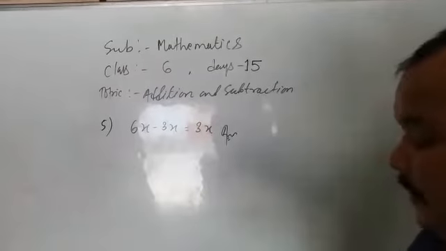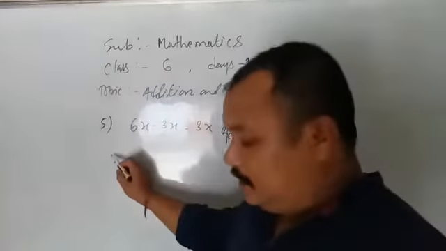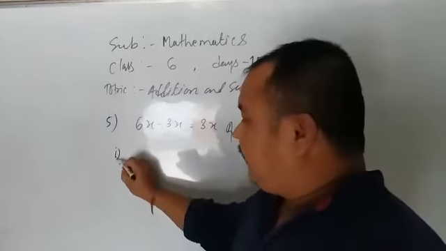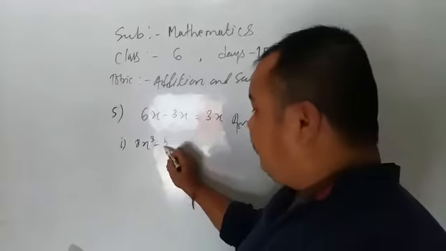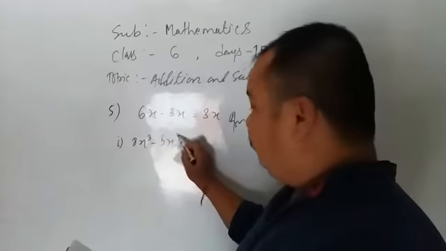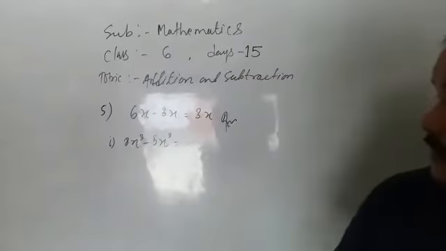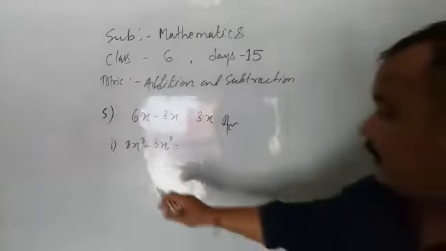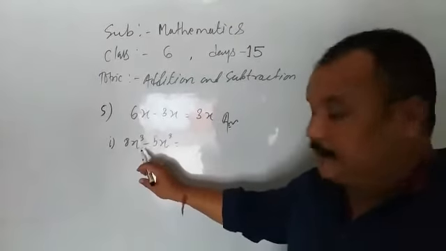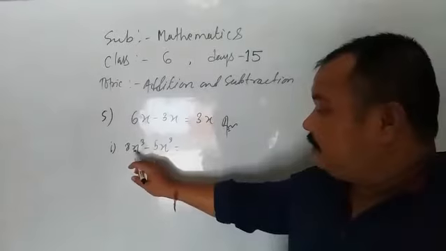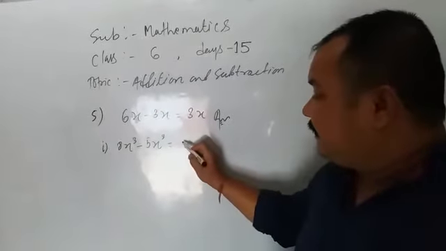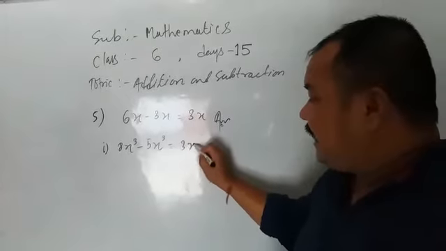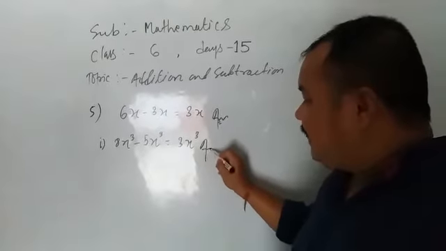And one more example. Question number i. 8x cube minus 5x cube. So my dear students, are they like terms or not? First of all, see here, they are like terms. So its coefficient is equal to 8 and its coefficient is equal to 5. So the difference is 3x cube. It's the right answer.